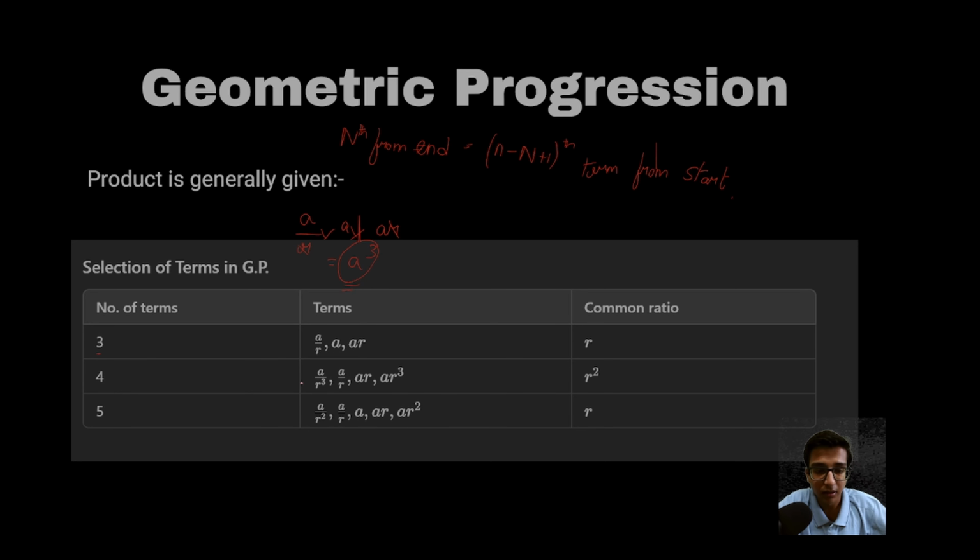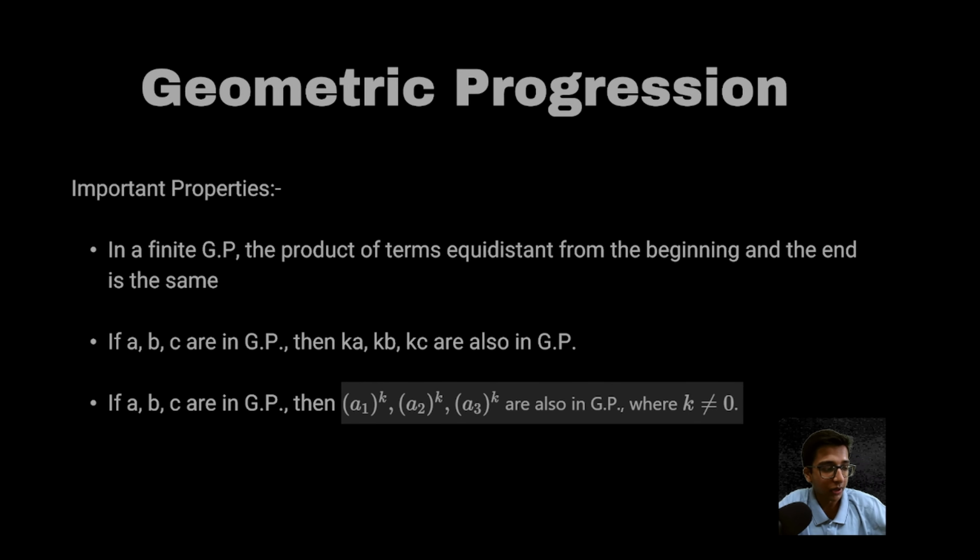In a similar way, when we need to assume 4 terms, we take the common ratio to be R square. Now again, a few important properties of GP that you need to remember. In AP we had studied that the sum of terms equidistant from beginning and end is the same. Here the product of terms equidistant from beginning and end is the same. That means A1 into AN would be equal to A2 into AN minus 1, and so on. This would be equal to the square of the middle term.